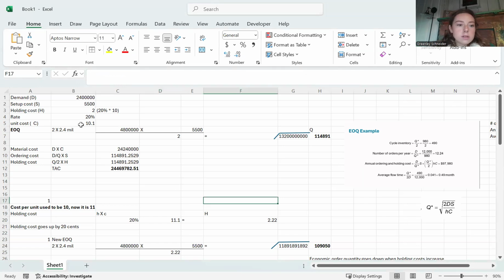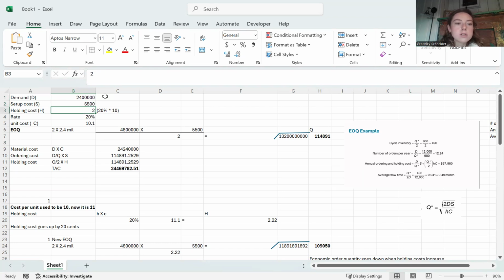So for the quiz, I had my setup here where I laid out my demand, my setup cost, holding costs, and unit costs so I could calculate EOQ and TAC. So we have a demand of 24 million. Our setup cost is 5,500, which is the $5,000 fixed cost plus the clerical cost of $500.